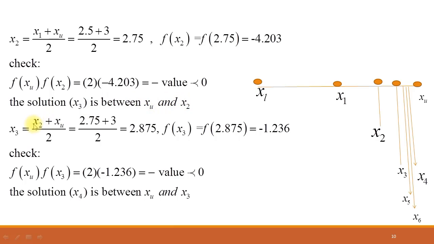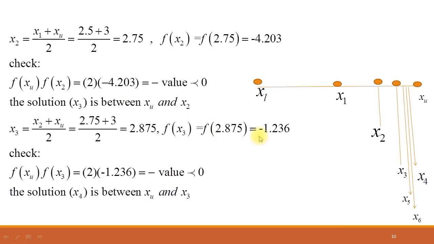So for x3, adding these two roots divided by 2, x2 plus xu divided by 2. This is x2, 2.75, plus 3 divided by 2. So now this is the lower limit and this is the upper limit for x3. So the x3 root is 2.875. Now putting this root in the given equation, we obtain minus 1.236.